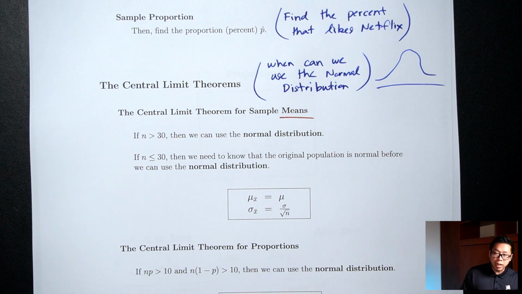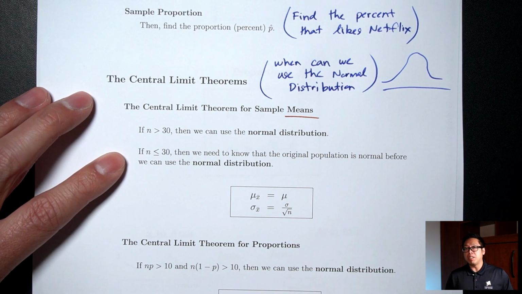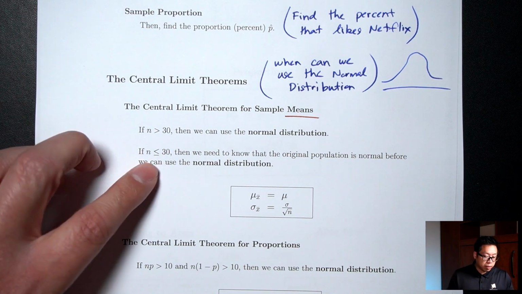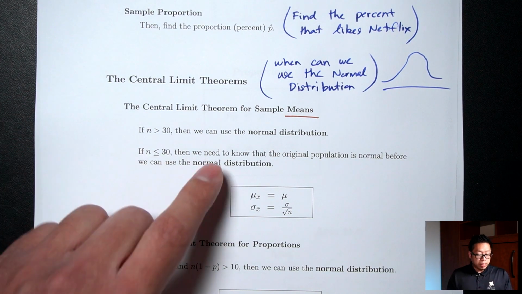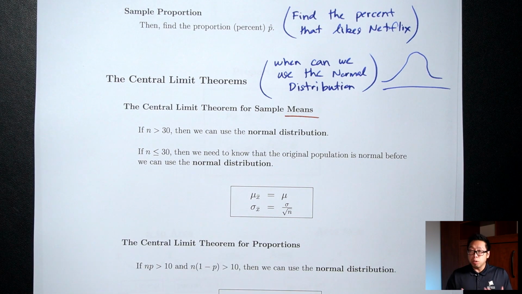Now, what I didn't talk about last time was, what if your sample size is not large? So what if your sample size is less than or equal to 30? If your sample size is small, then you need to know that the original population is normally distributed before you're allowed to use the normal distribution, okay? Which is why in the very first lecture, when we introduced the normal distribution, I was careful to include the words normally distributed in every single situation. That's because in that lecture, we were only picking a sample size of 1.